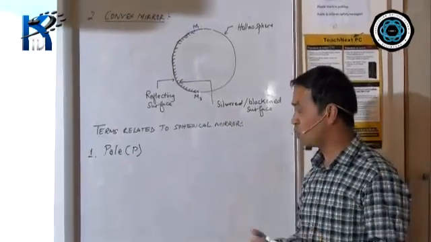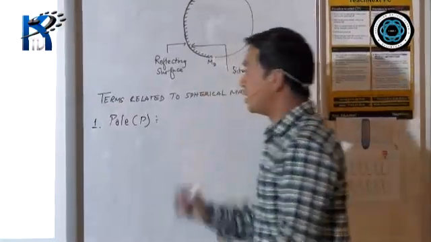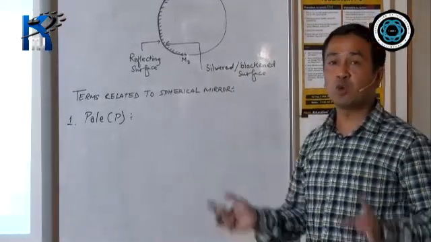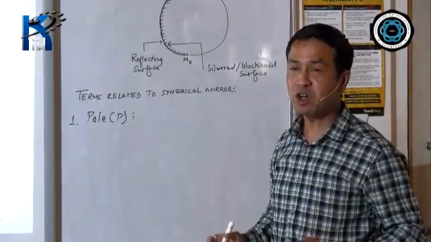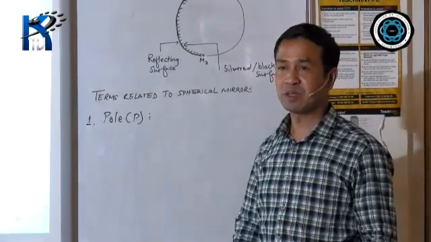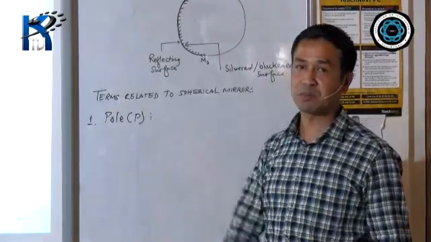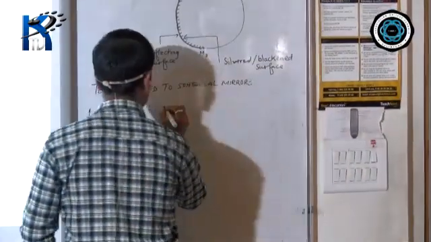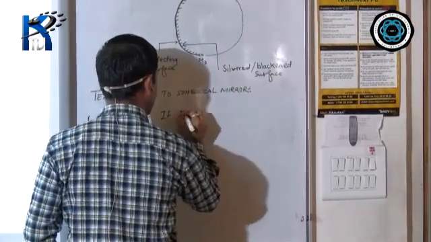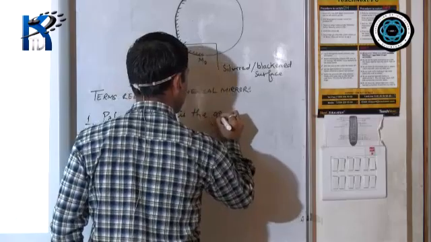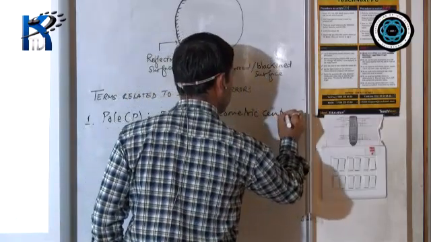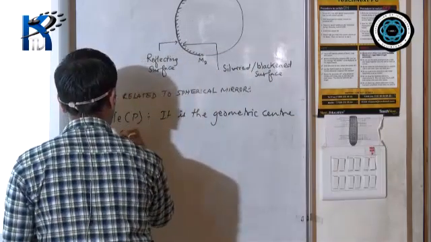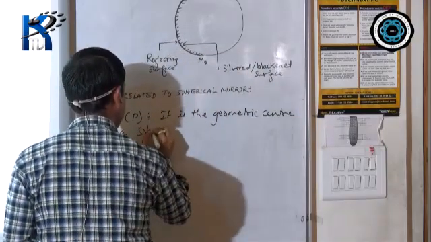So let me define what is the pole. Pole is a geometric center. Let me tell you again. Pole is the geometric center of a spherical mirror, whether it's a convex mirror or a concave mirror. So I just write the statement: it is the geometric center of a spherical mirror.